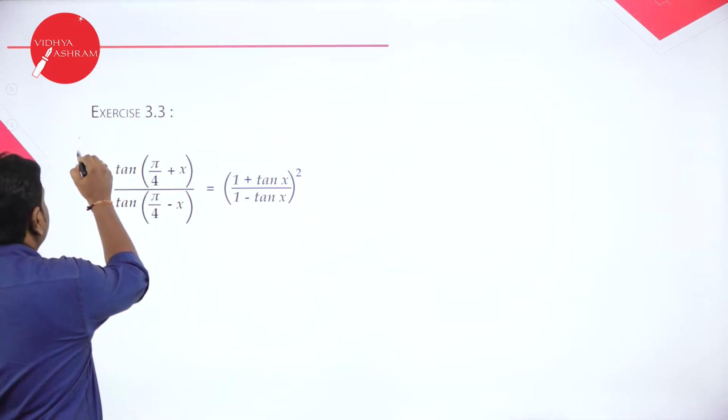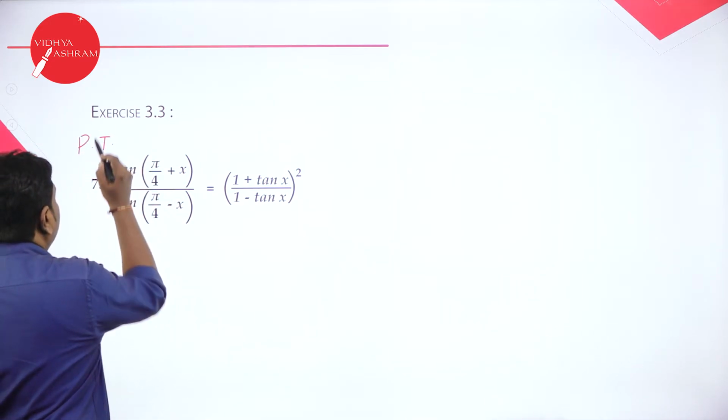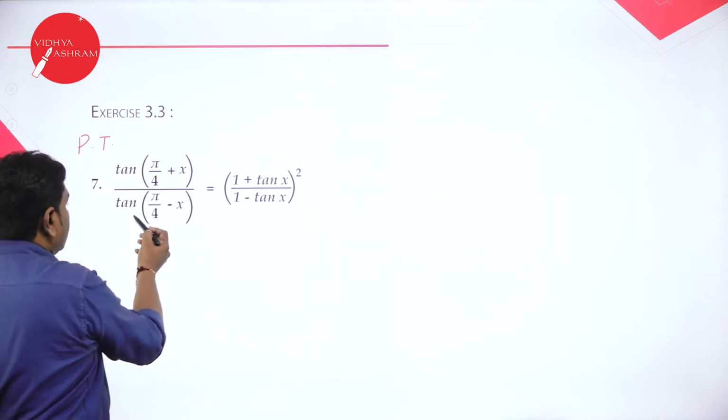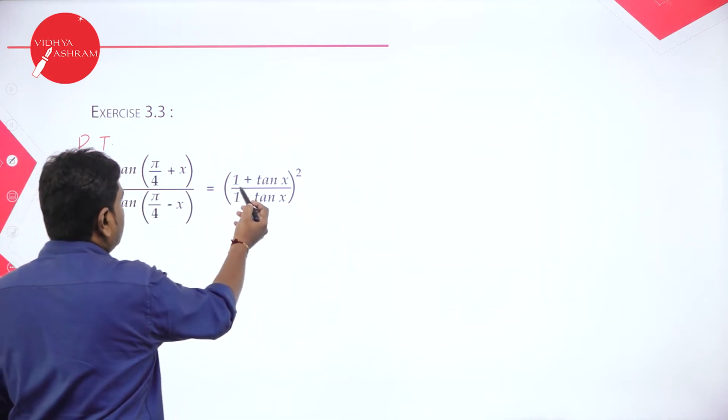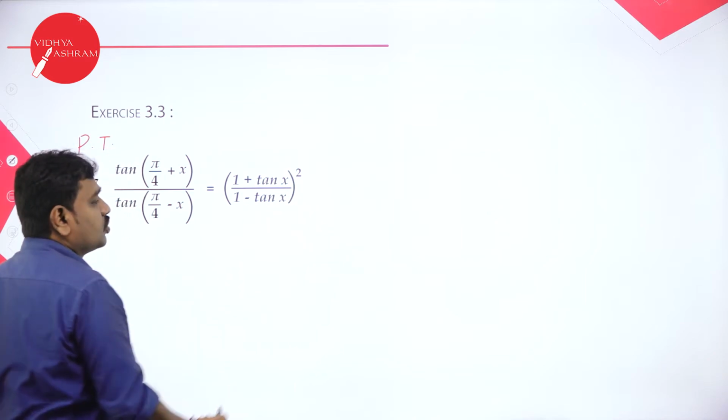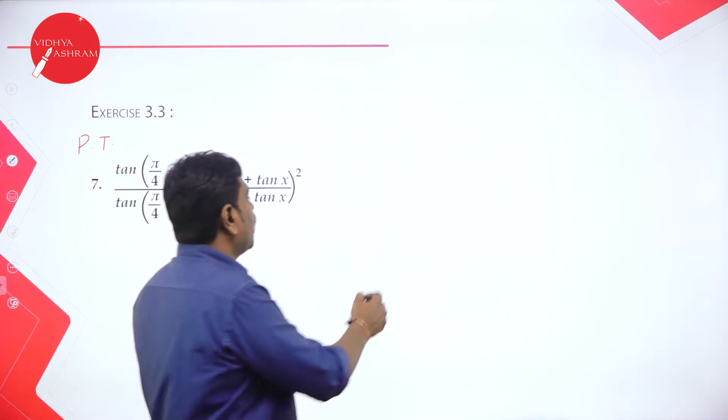Next problem, tan of pi by 4 plus x. We need to prove this. The heading is what? Prove the following. Prove that tan of pi by 4 plus x by tan of pi by 4 minus x is equal to 1 plus tan x by 1 minus tan x the whole square. In order to prove this, first you should know the compound angle.